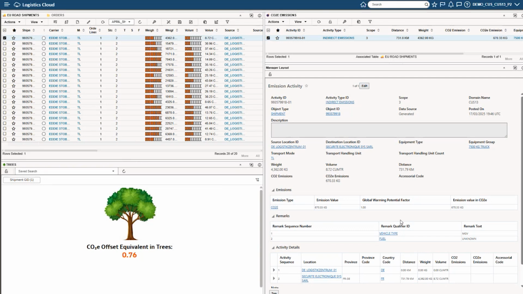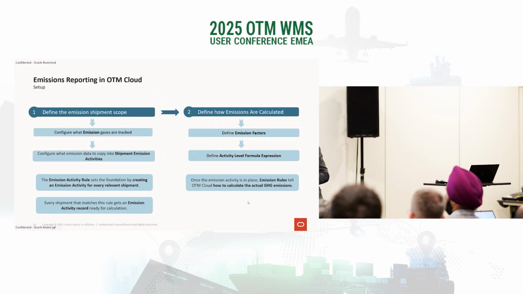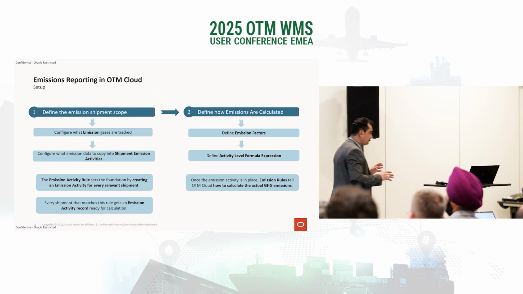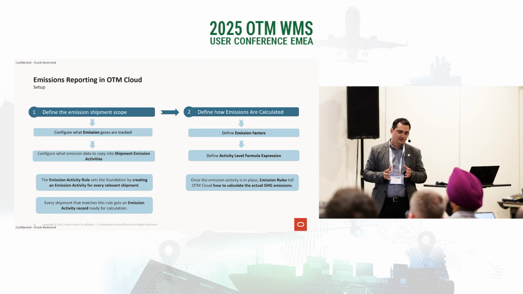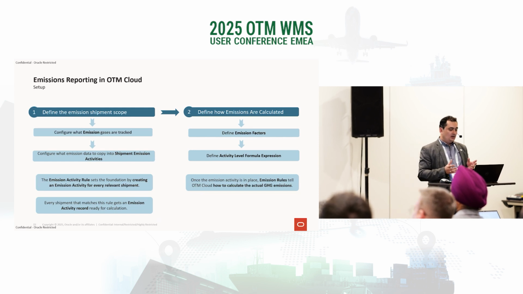And how do we do this? The first part that we need to know is to define the emission shipment scope. Which shipments do we want to track? So we are starting by configuring which emission gases are tracked.